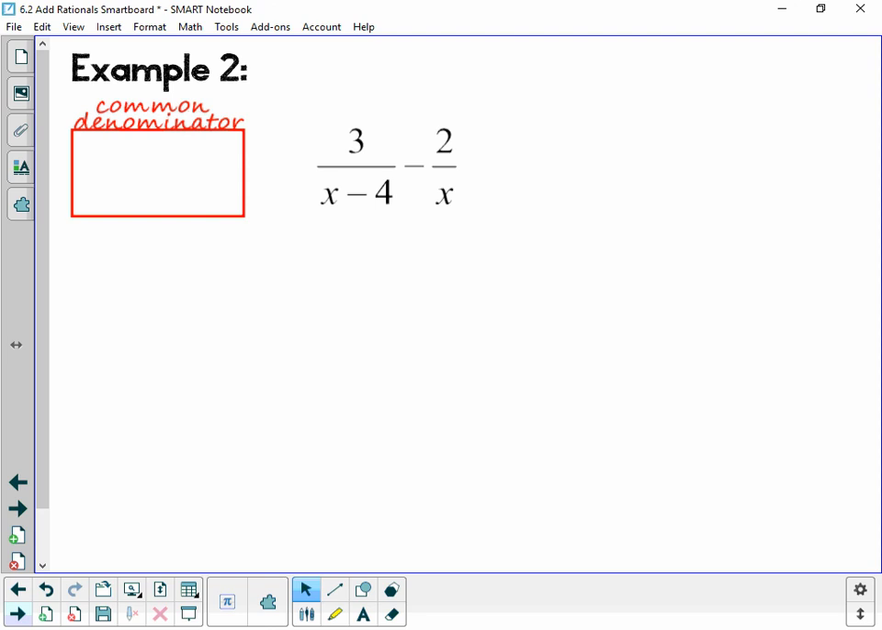Okay, so this one has a 3 over x minus 4, and we're subtracting a 2 over x. Well, my first fraction has a factor of x minus 4 in its denominator. That is going to have to be a part of my common denominator. The second fraction has a factor of x. That also is going to be part of my common denominator. I need both of these factors here.